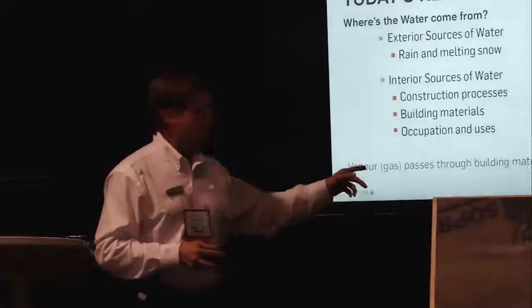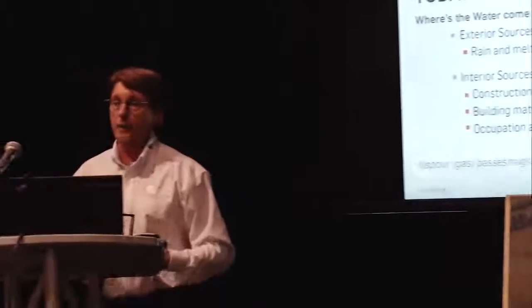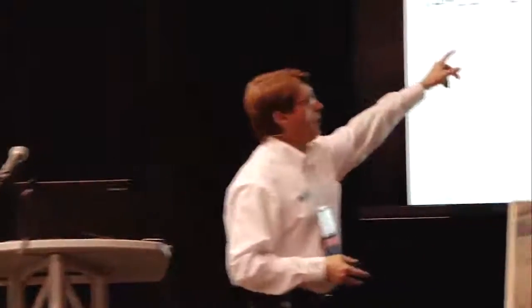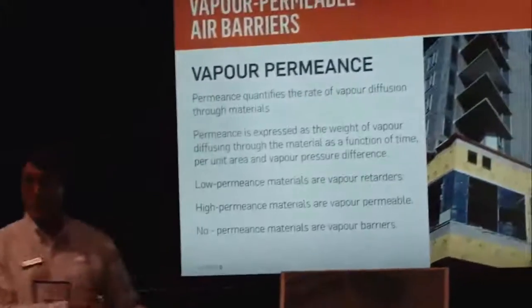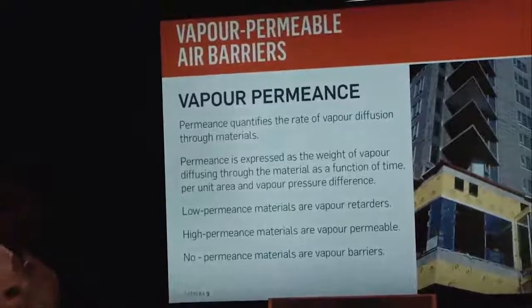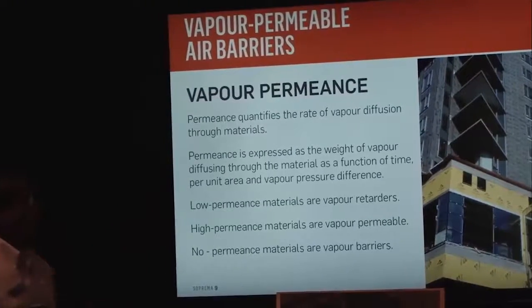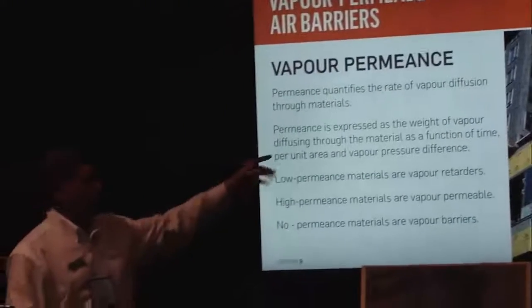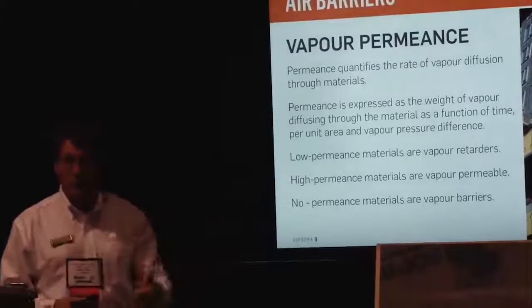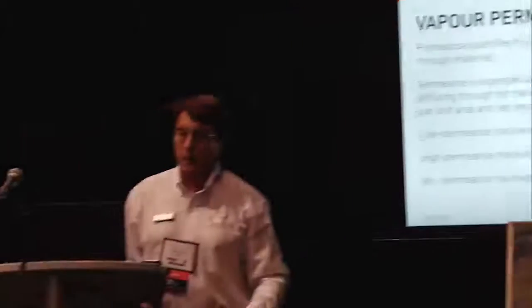But we're still stuck with this issue that there's vapor inside the building that has to get out. So permeance, or the measurement of these materials, it's permeance that qualifies the rate of vapor diffusion. How fast will it come out of the wall? Permeance is expressed as a rate of vapor diffusing through material as a function of time per unit area where there's a vapor pressure difference. And it happens every year.